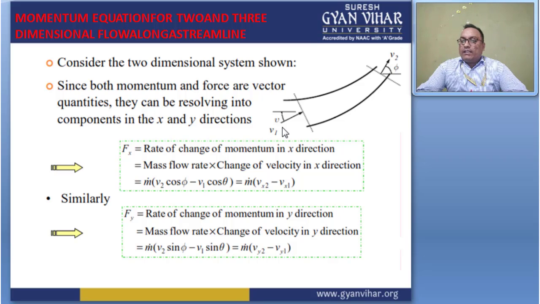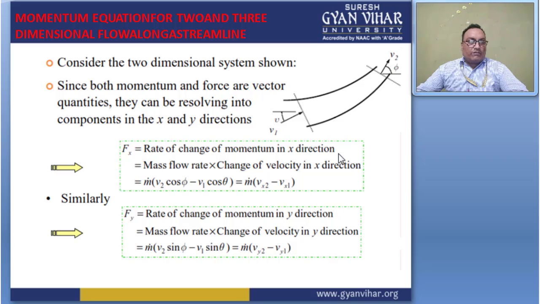and this is the outlet velocity v2, which makes an angle phi with the x-axis. So the force is divided into two components, one is Fx and the second is Fy. For this case we consider the forces by resolving in the direction of the coordinate axes. Then the forces in the x direction.